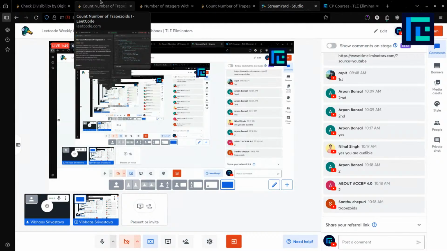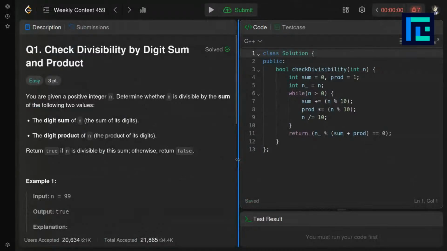Trapezoids. You got the trapezoids question, D or B? There were two trapezoid questions. Anyways, let's get right into it. Problem A, we won't spend too much time. Let's just quickly read the problem and solve it.